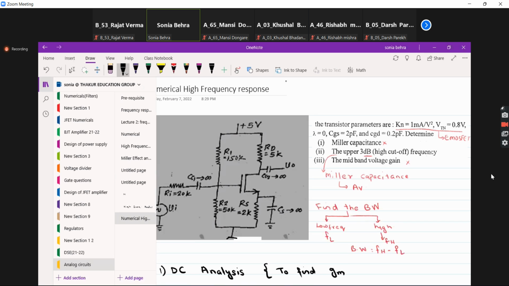So if in your question I change the question and I have given GM in it, then please don't waste your time in doing DC analysis. Then you do not need DC analysis. So you have to be very clear when you have to do DC analysis. You have to do DC analysis only if you have to find the value of GM.